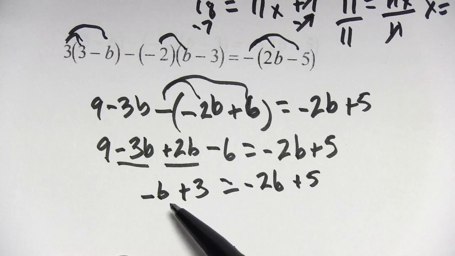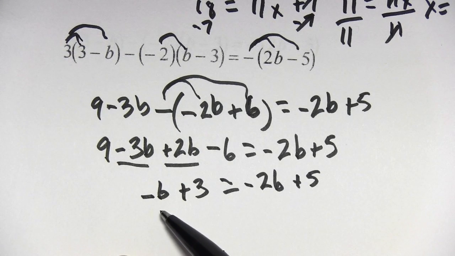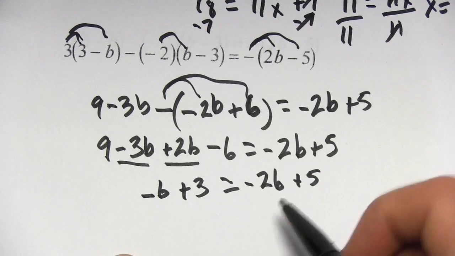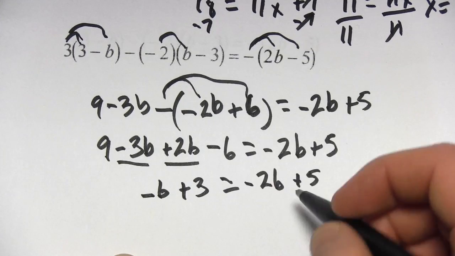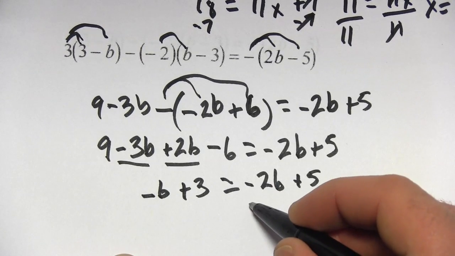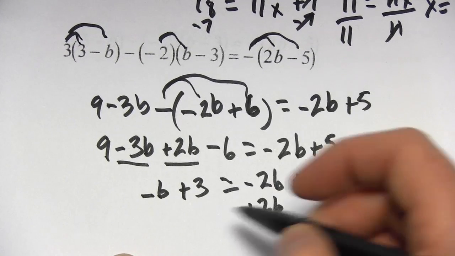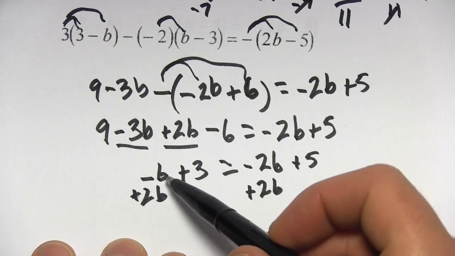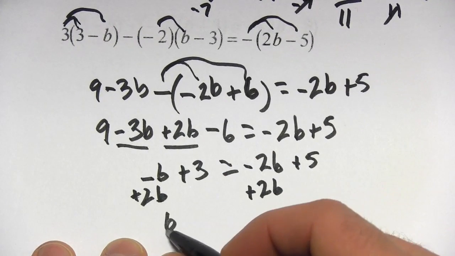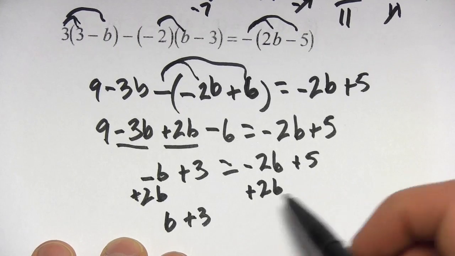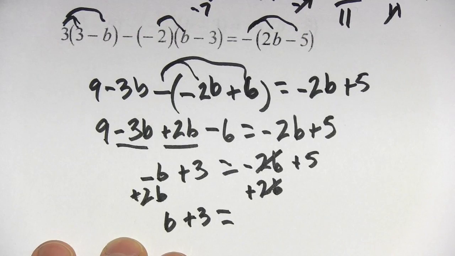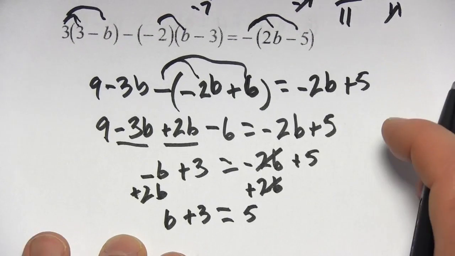And let's see. Well, we've got b's on both sides of the equation, a negative b over here and a negative 2b over here. I'm going to go after the smaller one. Even though 2 looks like it's bigger than b, it's a negative number, so it's actually smaller. So I'm going to add 2b to both sides. So negative b plus 2b is a positive b. And we have our plus 3. Then here, the negative 2b and the positive 2b add up to 0, and we have our 5.